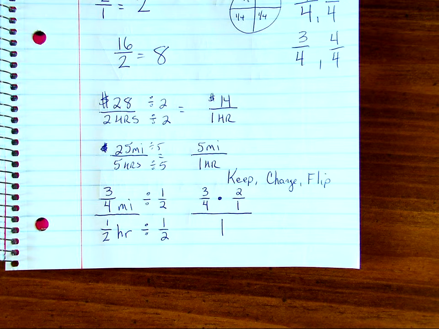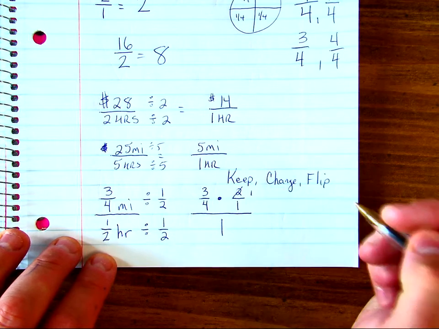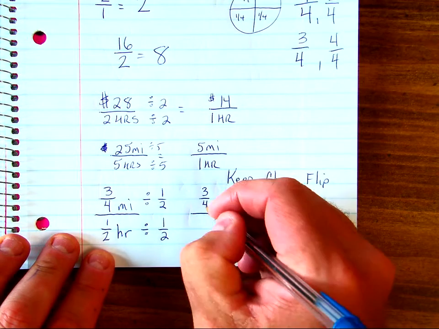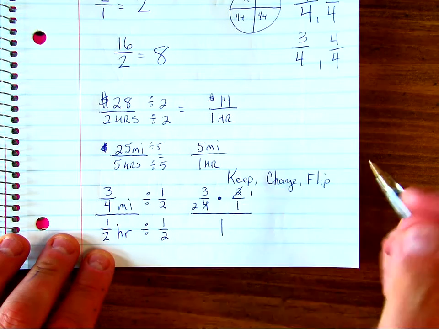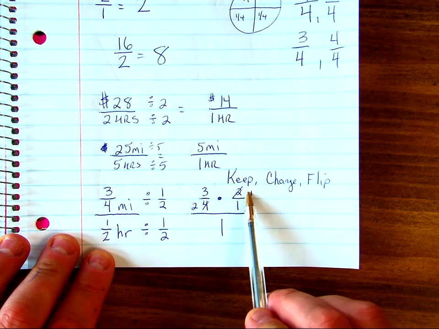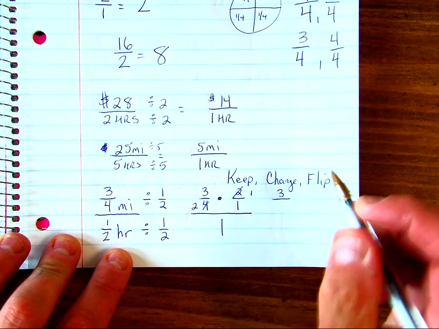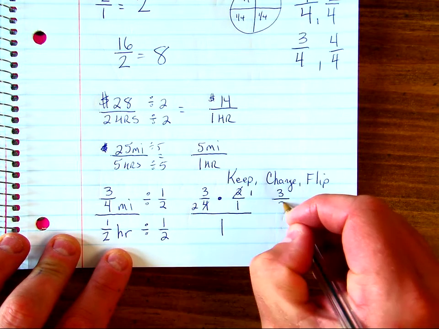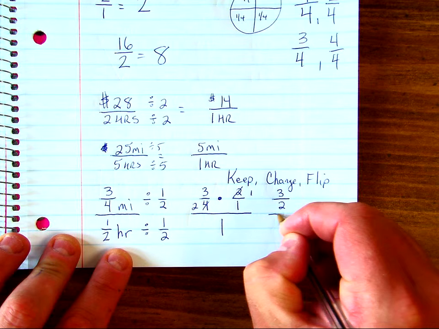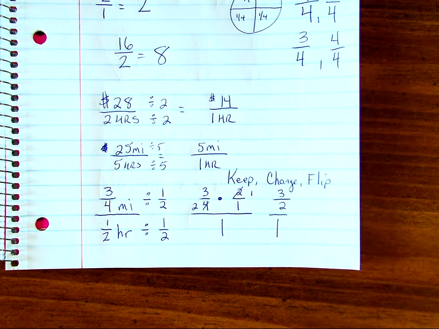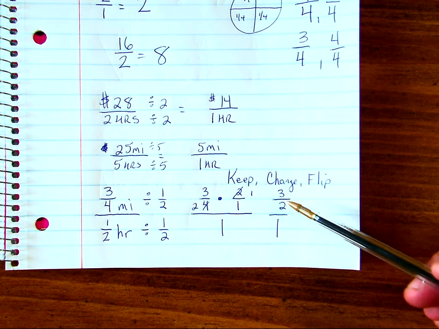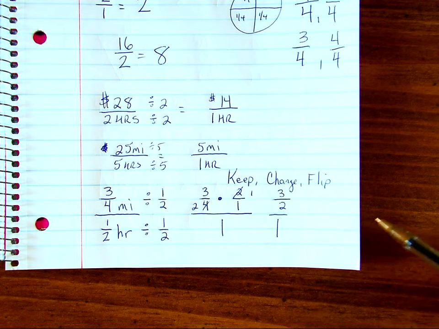Cross reduce. 2 divided by 2? 4 divided by 2. Now multiply the numerators. 3 times 1. 2 times 1. Now, this is what we call an improper fraction. We need to convert that into a mixed number.